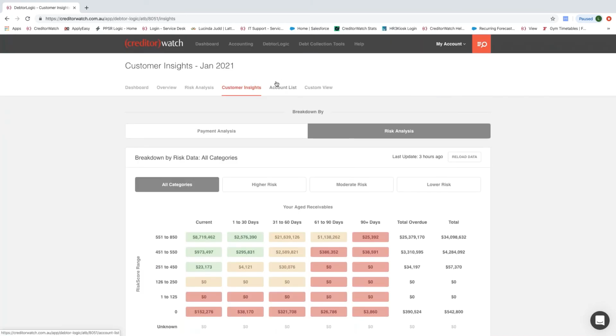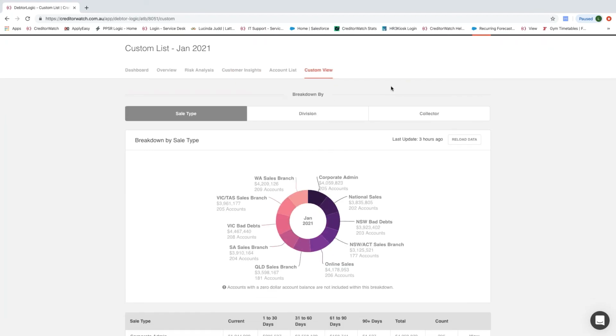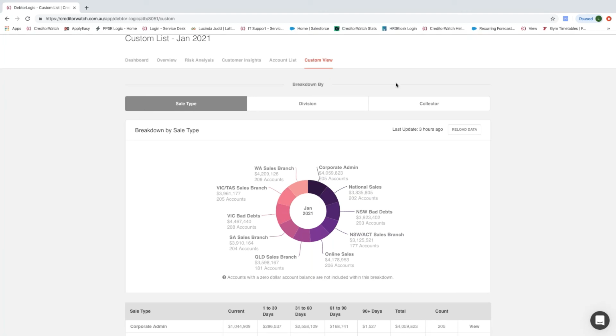I'm going to skip account list just for the time being and click into custom view. As I said, our development team have been working really hard over the last year, I would say, to improve the system and make it more useful for everyone, and those different collection processes. But basically what you can do with custom view is review up to 3 custom fields and have the aged receivables breakdown as well.